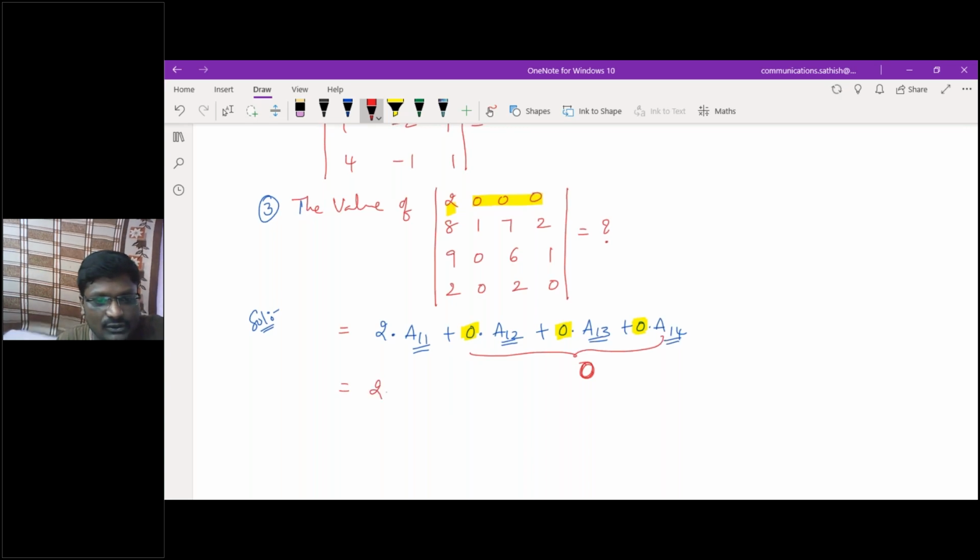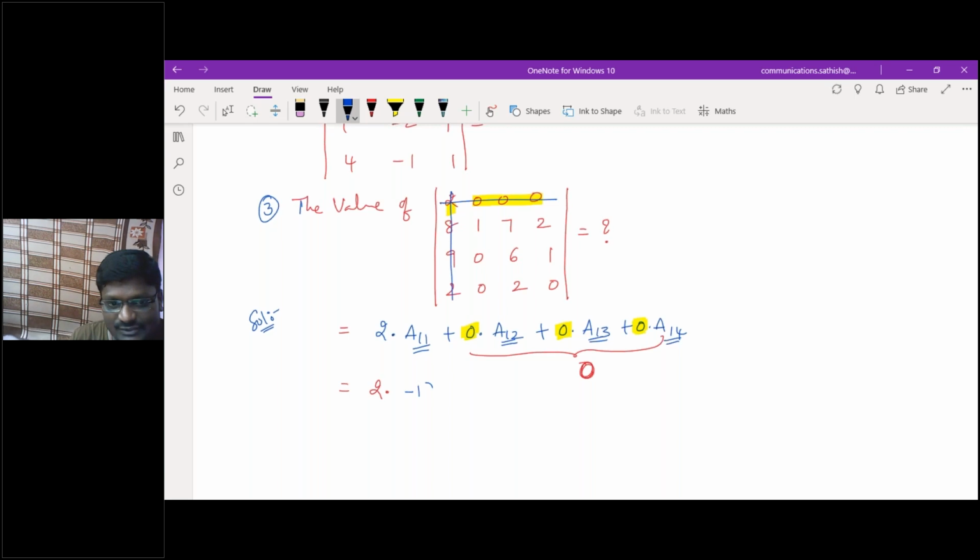This one is 2 into A11. A11 means what? Cofactor of an element, how is it defined? It is -1 whole power i plus j into the minor of the element. The minor is obtained by deleting the corresponding row and column. I need to eliminate this row and this column, and the remaining determinant I need to take.